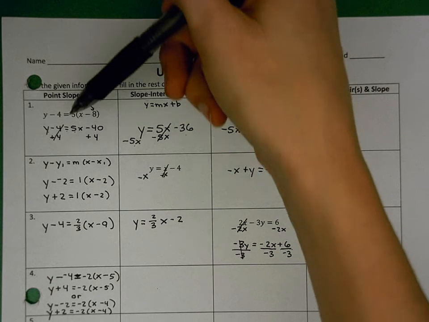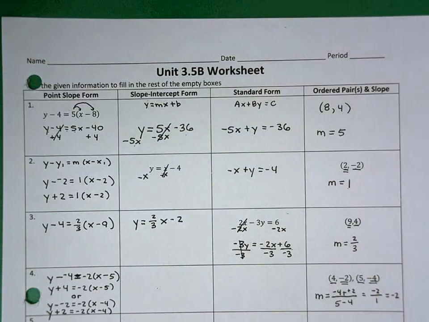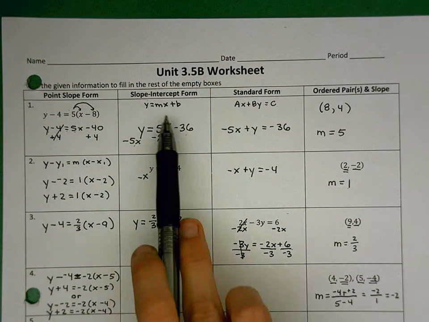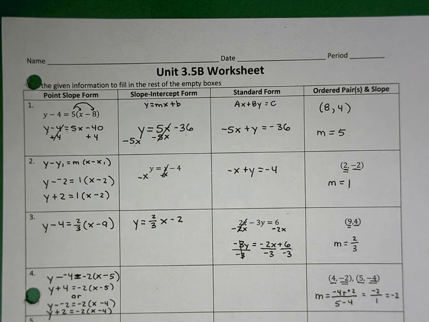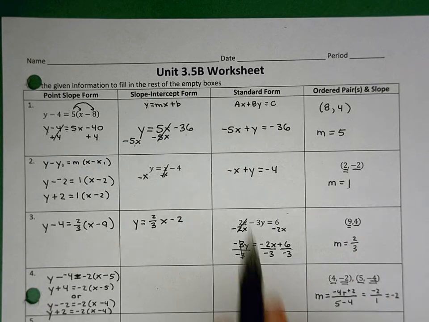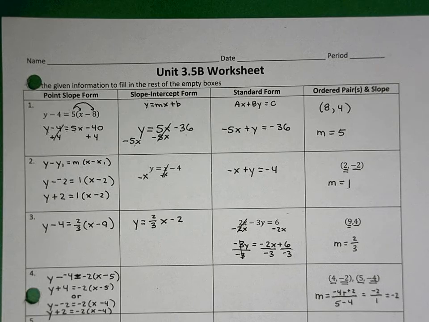You're doing the same steps now that we did in number 1. To turn it into slope-intercept, you'll distribute and then subtract over. And then to turn into standard form, you'll make sure that your x's and y's are on the same side of the equal sign and that there are no fractions.